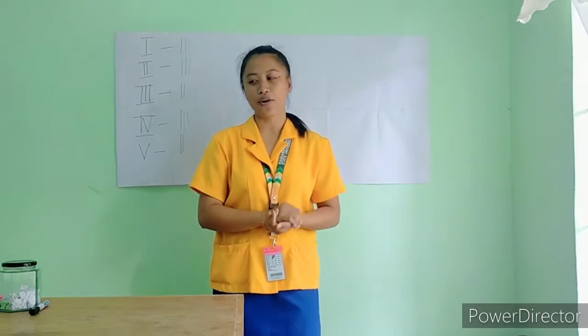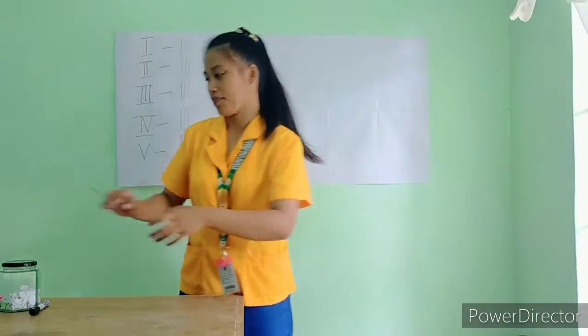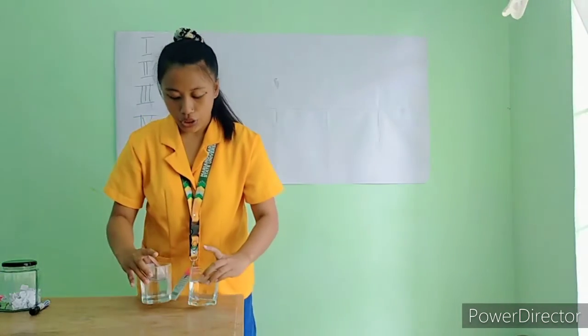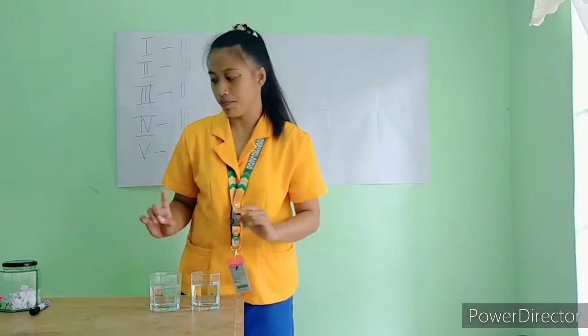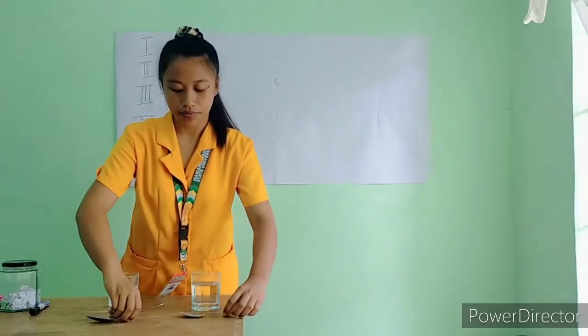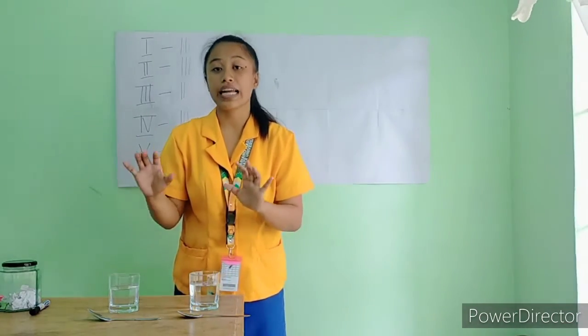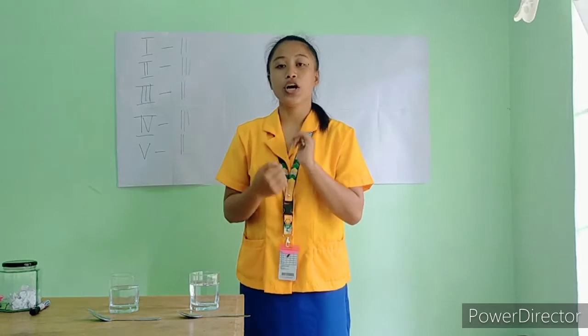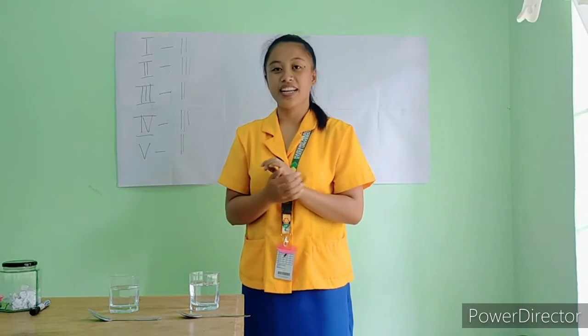Okay? Now, for the second task, I have here 2 glasses of hot water plus 2 spoons. Be careful, class, because the glasses contain hot water. So I need volunteers in front. 2 volunteers. Okay? Get the spoons and put them inside the glasses of water. Count at least 10 seconds.